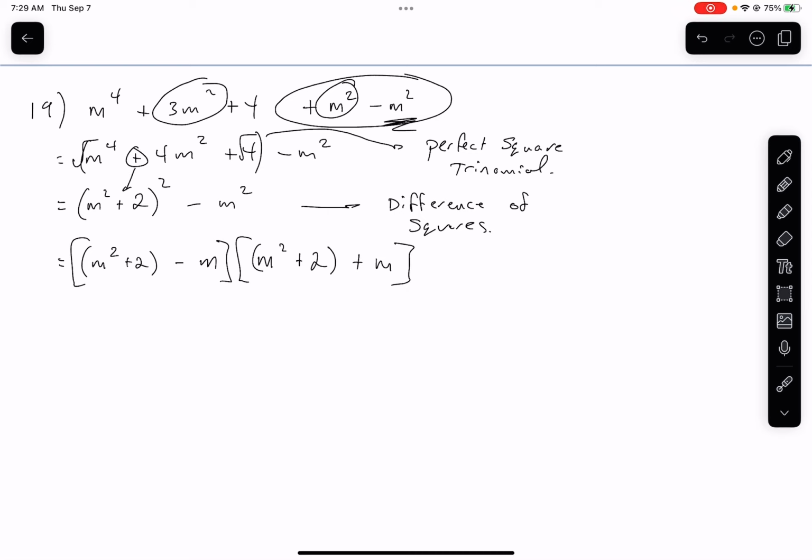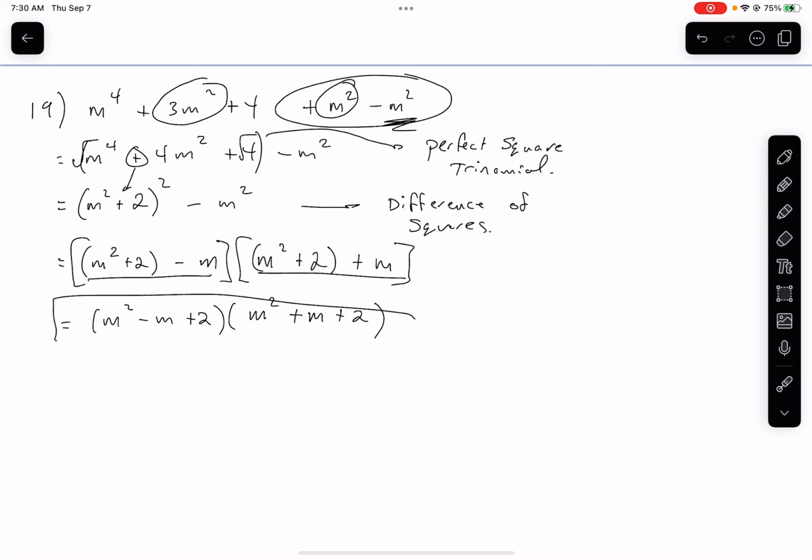Just a little bit more complicated than usual. There's actually nothing to be combined in here, so what we're going to do is rewrite it in descending order, and that should be the answer that you end up seeing on your sheet. So we're going to see m squared minus m plus 2. That's going to be multiplied against m squared plus m plus 2. And that should be the answer that you end up seeing.